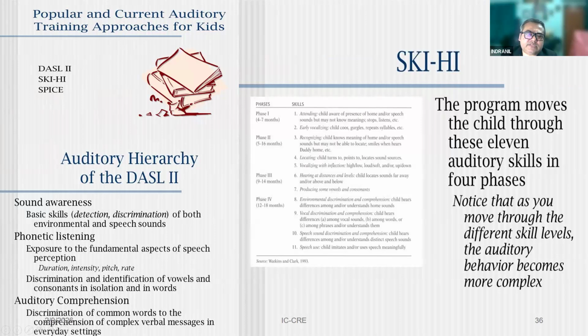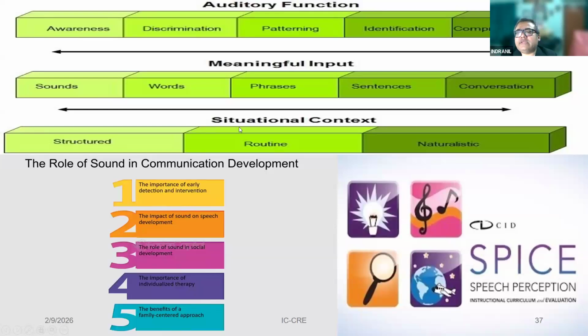For example, DSL2 starts from awareness, phonetic listening, and auditory comprehension tasks. But Sky High has different phases. For seven months, they start with attention, then early vocalizations. In phase 2, they start recognizing sounds, localization, and vocalizing. Then phase 3, nine to fourteen months, older children, hearing at a distance and levels, producing some vowels and consonants. In phase 4, they use environmental discrimination and comprehension, etc. So this is the Sky High approach, and everywhere there is a hierarchy.